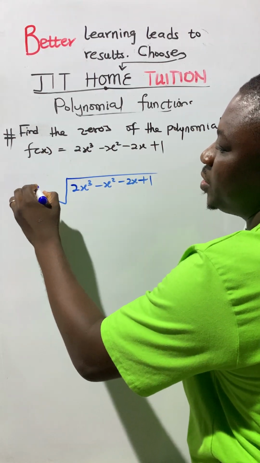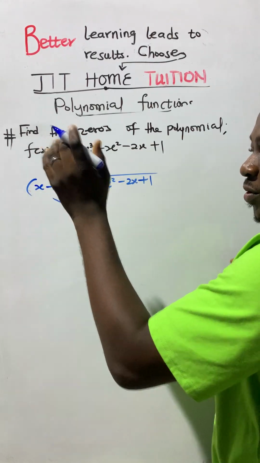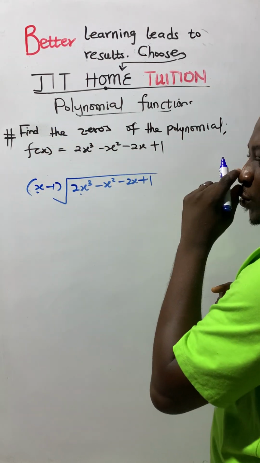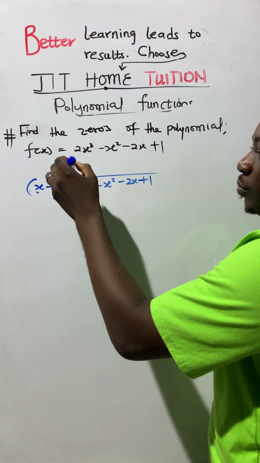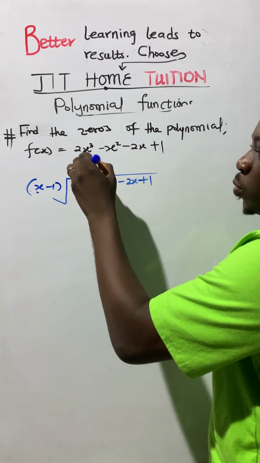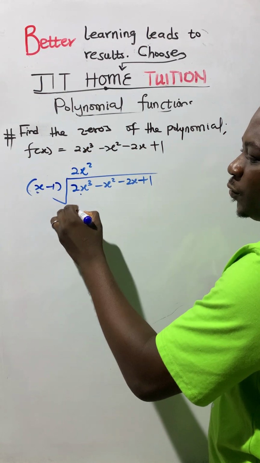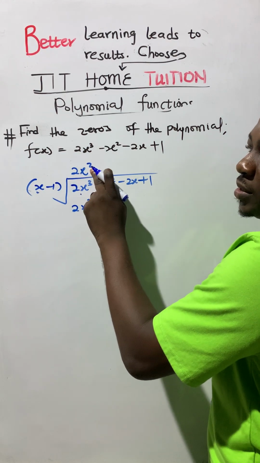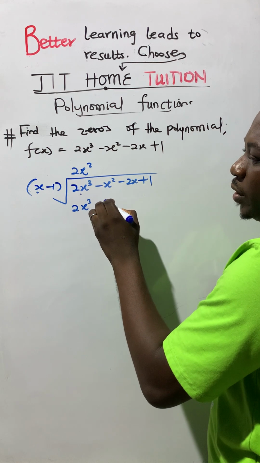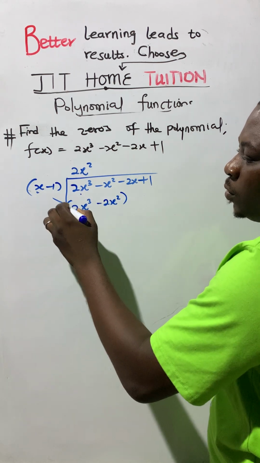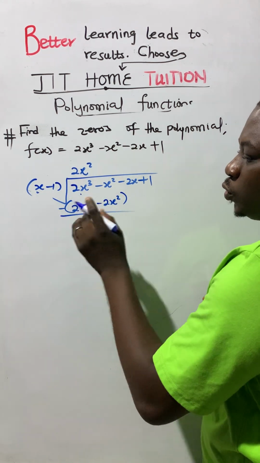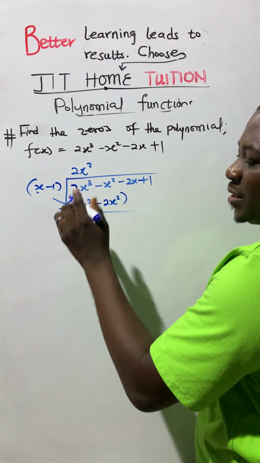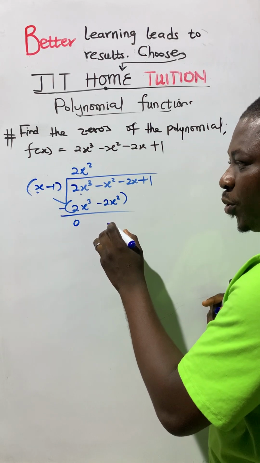We've now established that we have x minus 1 as one of the factors. So this one will divide this. What do you have? That is 2x squared. This one multiplies, you have 2x cubed. The same thing multiplied is giving you 2x squared. Then you subtract, so it will be negative plus this, that will give you 0. I hope you are following.